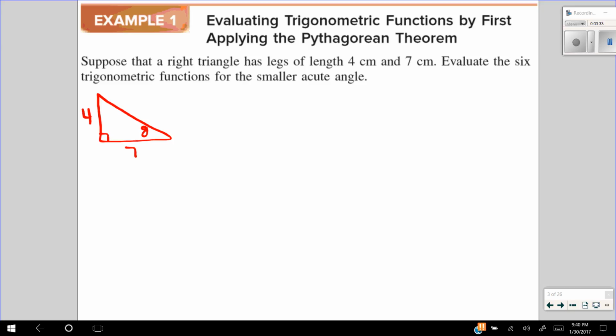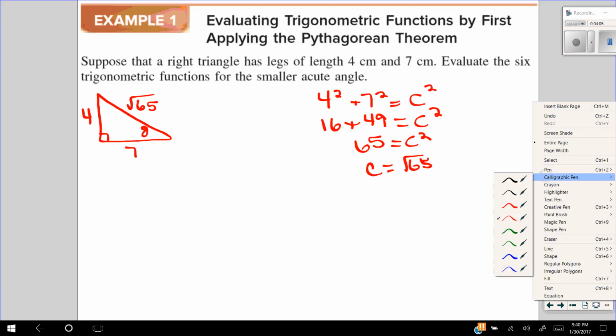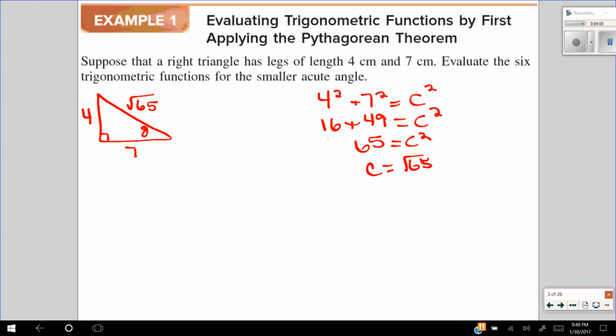And before I go finding all the trig functions, I need to find the third side. So how am I going to do that? Well, I'm going to use Pythagorean's theorem, which says 4 squared plus 7 squared equals c squared. So I get 16 plus 49, which is 65. Let's take the square root. C is the square root of 65. So I'm actually just going to leave that as the square root of 65. And now I can go ahead and find my trig functions.